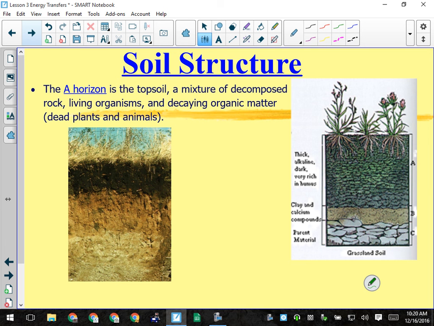Other places, really thick. Generally, in our area, the grasslands, the A horizon is really thick, like a couple of feet at least. The subsoil around here tends to be a little less thick. We don't have as much clay, and then the parent material is further down. And again, depending on where you are, there could be an outcropping of something close to the surface.